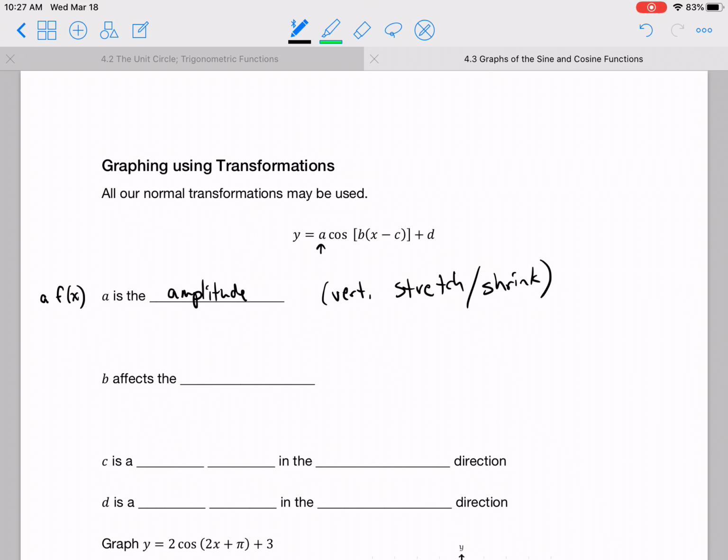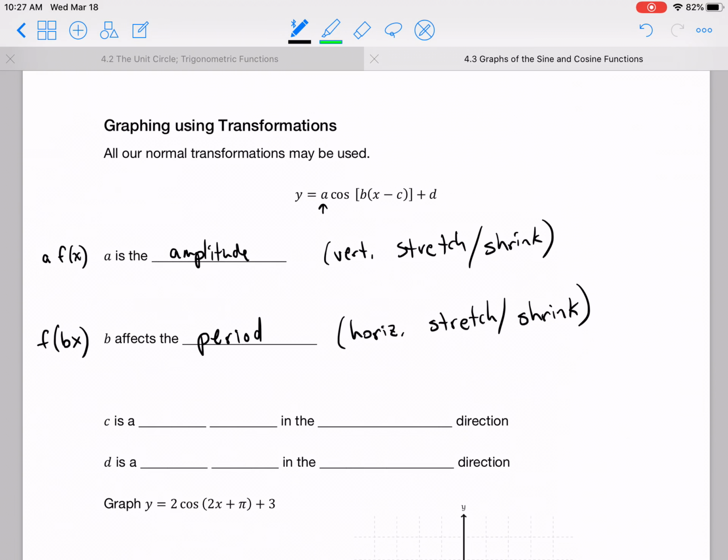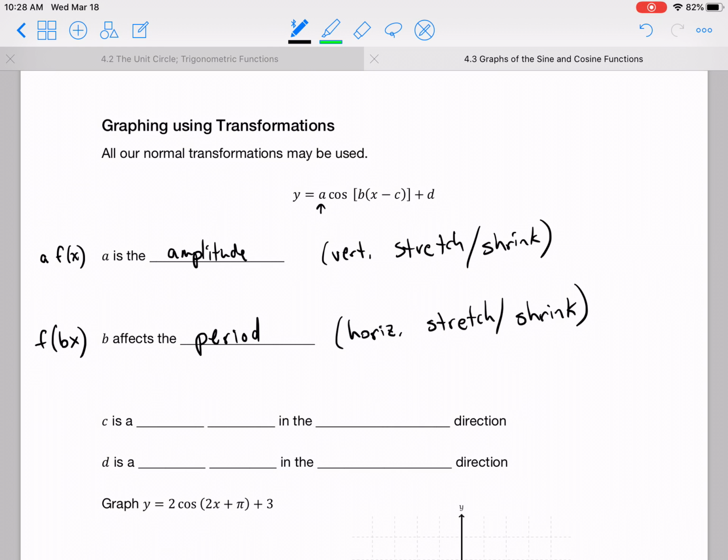B, that number in there, affects the period. This is kind of like an f of b times x, and this corresponds to horizontal stretches and shrinks. By horizontally stretching or shrinking it, we are going to change the period. And in fact, the period can be obtained by doing this: the period is going to equal 2 pi over b.